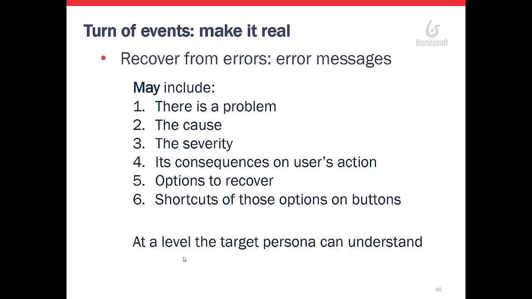And also you should write all of this at a level the target persona can understand. If this feature is used by several personas, one non-technical, one technical, the first level should be the non-technical one, and then again provide a link with more technical details as an expand/collapse text area, so that the technical person will get more information by clicking on a link.